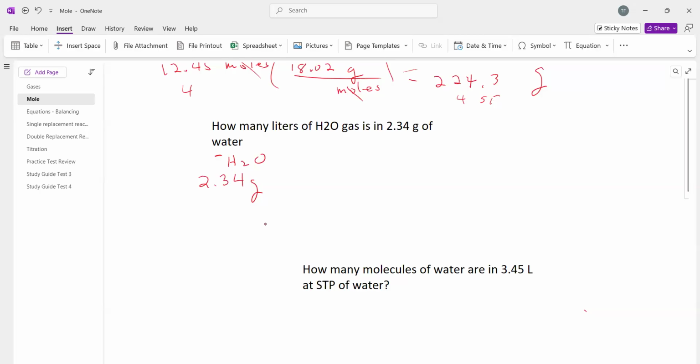Okay, so now we're talking about gas, and this would be at STP. So do we have a conversion factor for grams and liters? We have liters and moles and grams and moles. So what's the common unit here? Moles. So first convert to moles. Then from moles, we're going to go to liters.